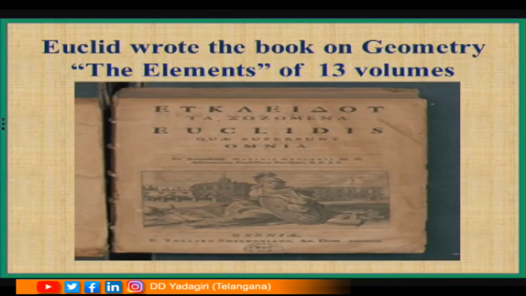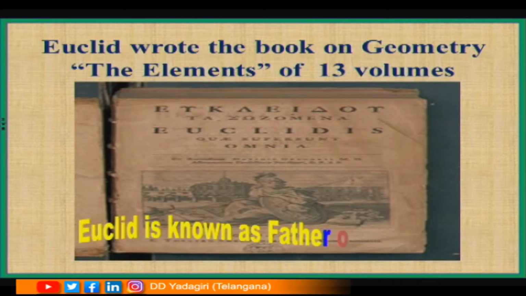He wrote a book on geometry, known as the Elements, which is of 13 volumes. You can see the original picture of that one, which has been printed here. This is the Elements of Geometry written by Euclid, and 13 volumes means 13 books. Each book gives us explanations about the rules and properties of the structures of geometry. Since he is the person who gave us the proof, we call Euclid the father of geometry. So, Euclid is known as the father of geometry.